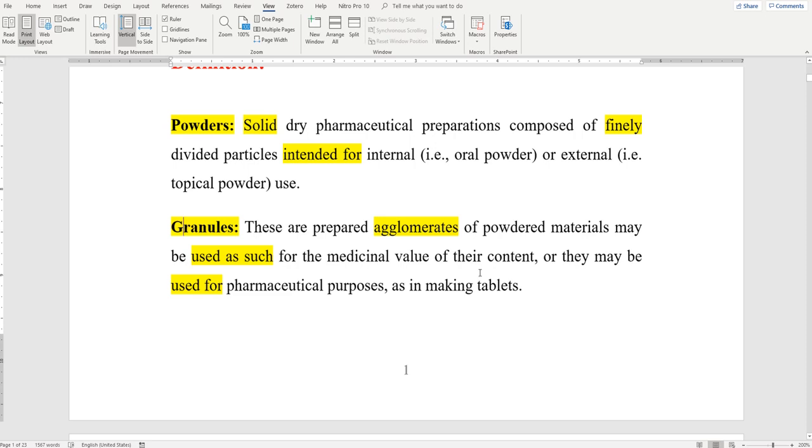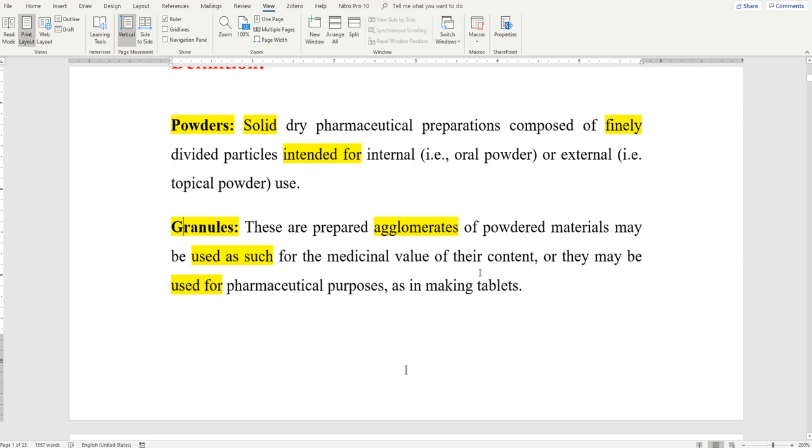So these aggregates, the agglomerates of powdered materials, what do we use them for? We can use them as they are, so our dosage form is granules, or in most cases we are using them as an intermediate step. They are not the final dosage form. They are used for making other dosage forms, for example, in making tablets. Now, most tablets that are in the market are made after making the granules. So we make the granules, then we can make the tablets.